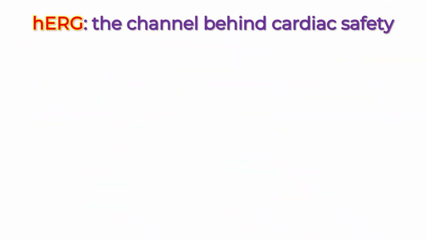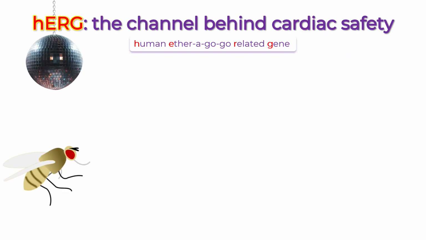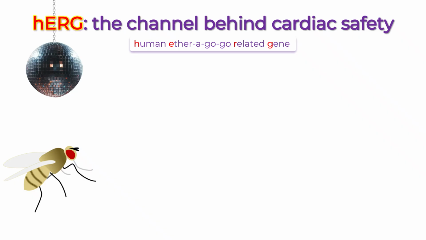Let's start with the channel itself. hERG stands for Human Ether-a-Go-Go Related Gene. The name comes from an observation in mutant fruit flies. A defect in a particular gene caused their legs to shake or twitch when exposed to ether anesthesia, almost like dancing. It reminded scientists of go-go dancers that entertained in 1960s clubs and bars.